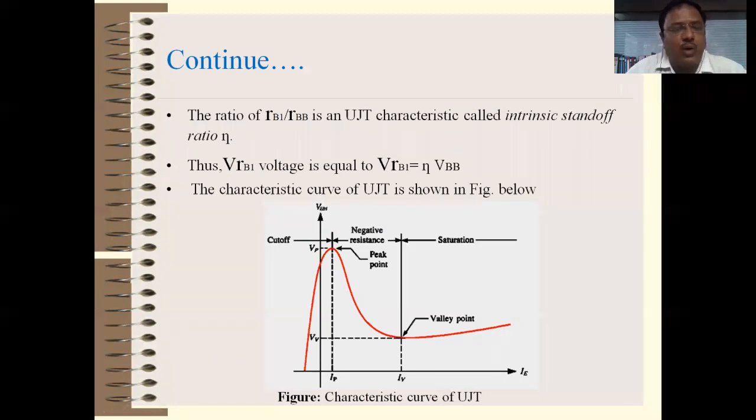This working of UJT is very similar to the diode. If you see here, these characteristics are shown with this particular red graph.